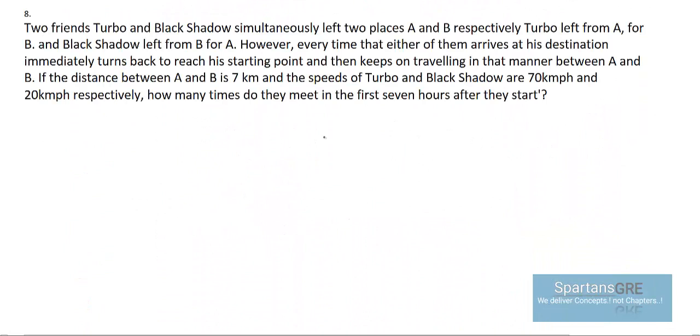Now coming back to our main question, and exclusively for this question I have made this entire 1.5 hour video, right? So here the question is, a GRE question that was posted in one of our Spartans GRE WhatsApp groups. The question says, two friends Turbo and Black Shadow simultaneously leave two places A and B. Turbo leaves from A for B. This is A and this is B. Turbo leaves from here and Black Shadow leaves from here.